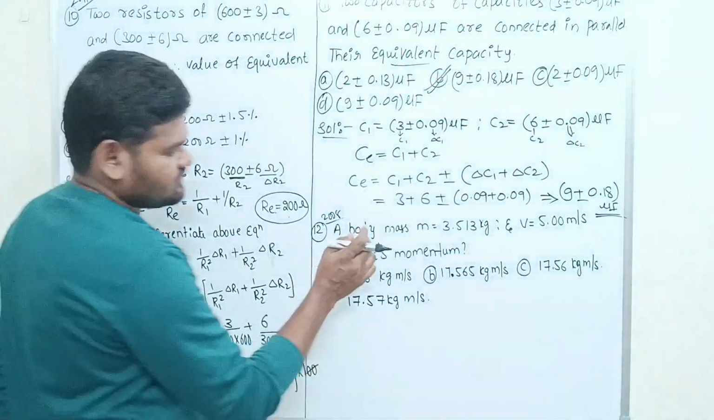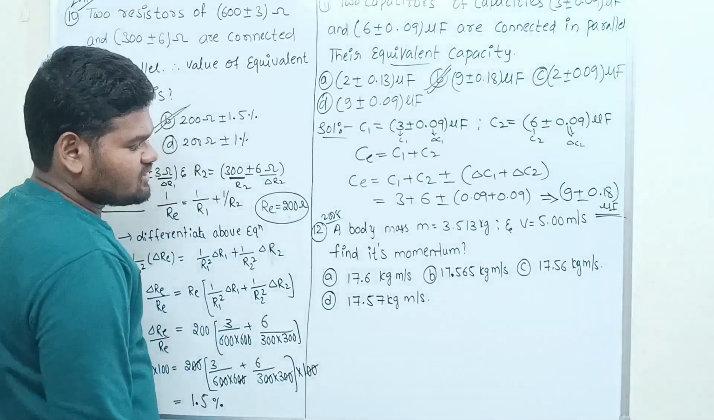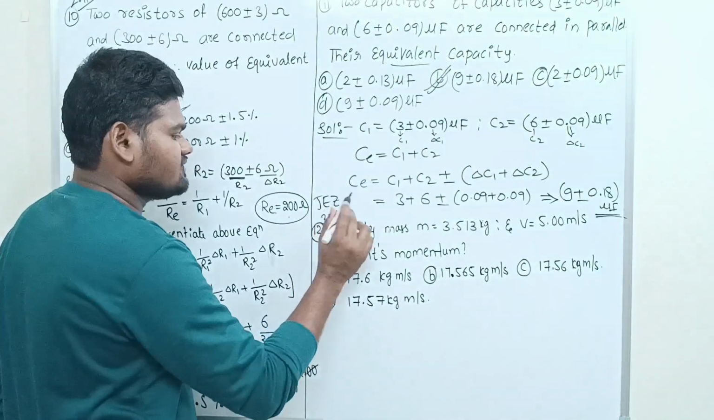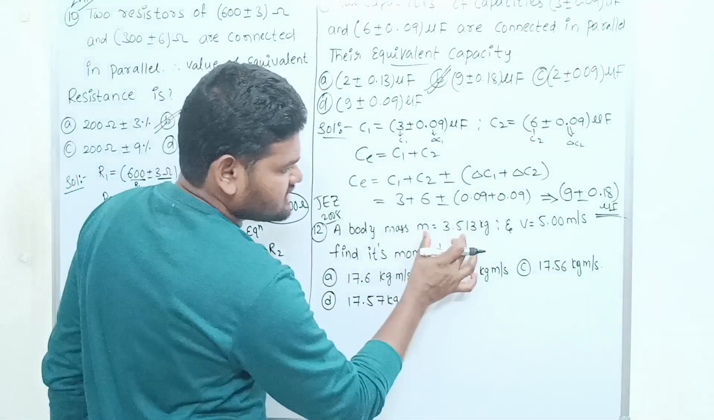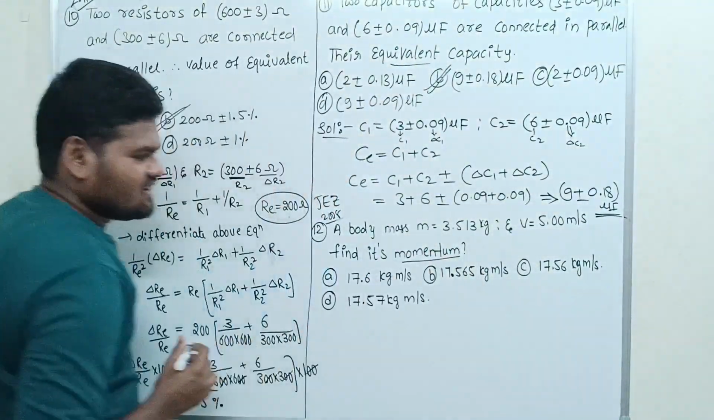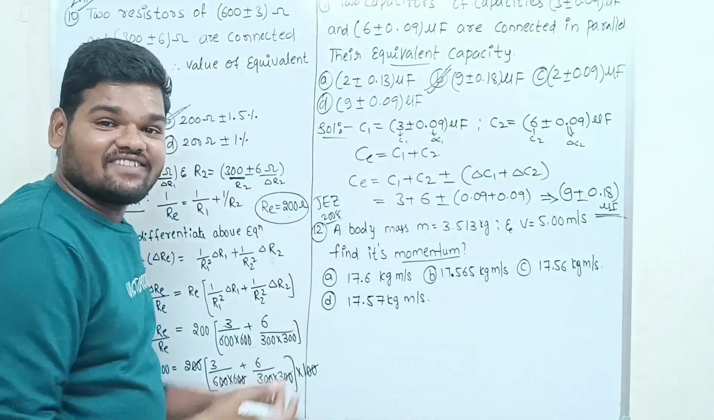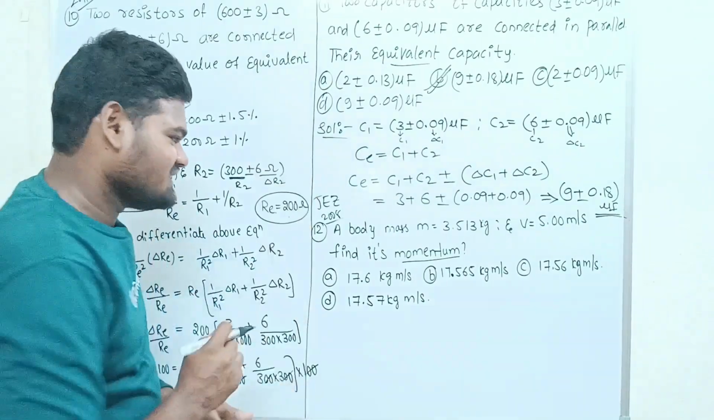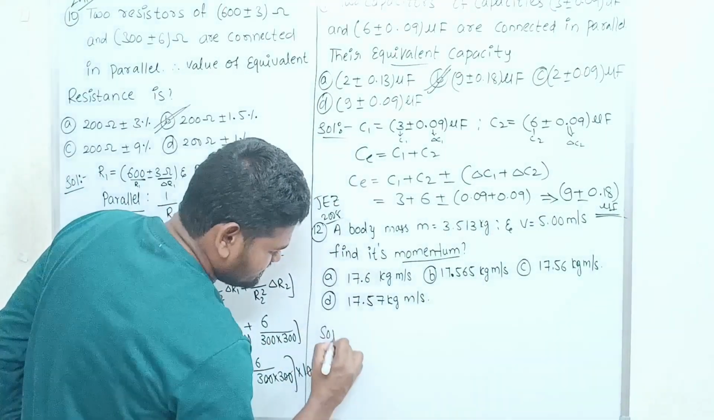Here, a simple question is given from 2018 JEE. Mass is given and velocity is given. What is being asked? Momentum is asked. Very easy question, sir. We can solve this question like this. Have a look, the solution.